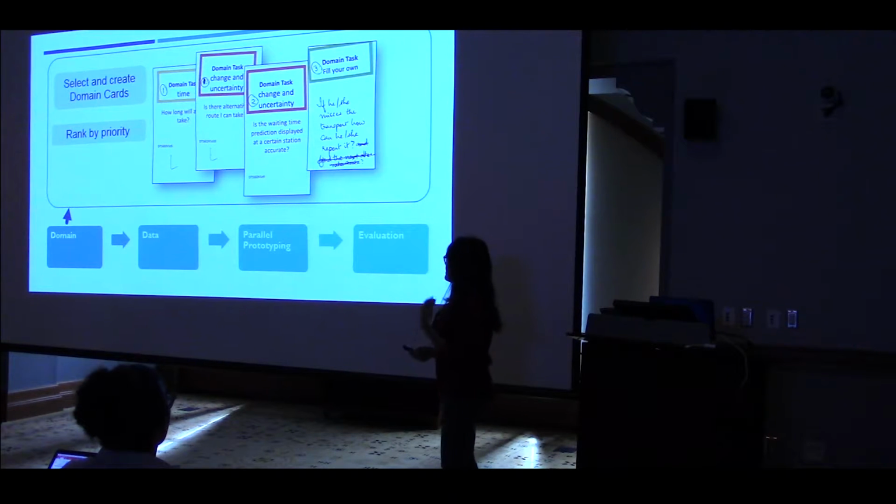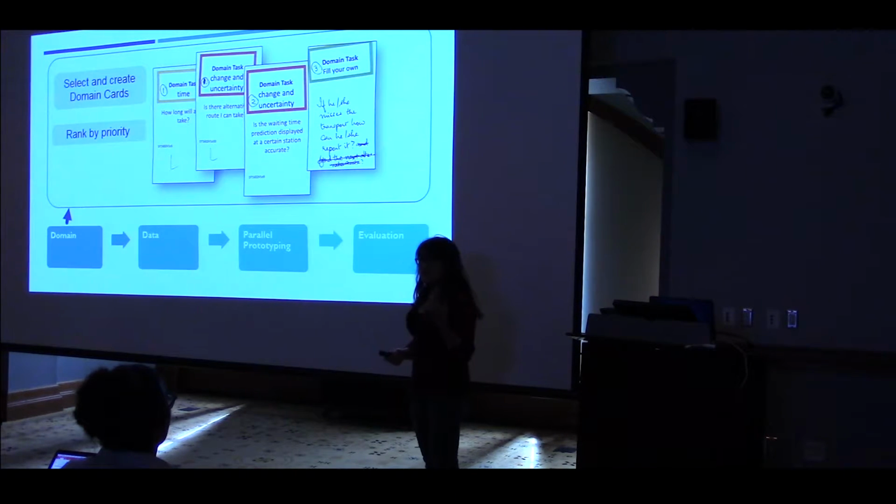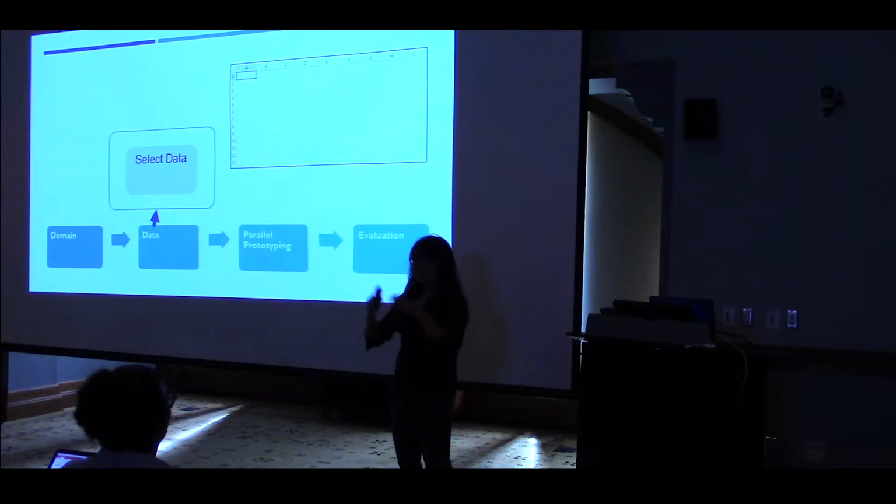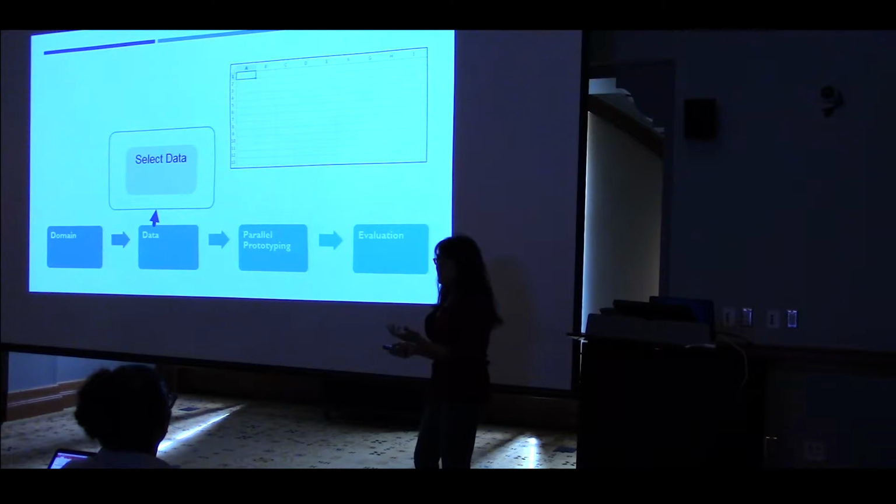For the domain, again, they're given a bunch of domain tasks, and then they're going to read through, select the one that they're interested in, and then rank them by priority. And as you can see here, we actually allow them to put whatever question they're interested in if it's not already included in our domain tasks. And for the second step, we give them a list of data, and then they will select the data that they are using for this particular visualization.